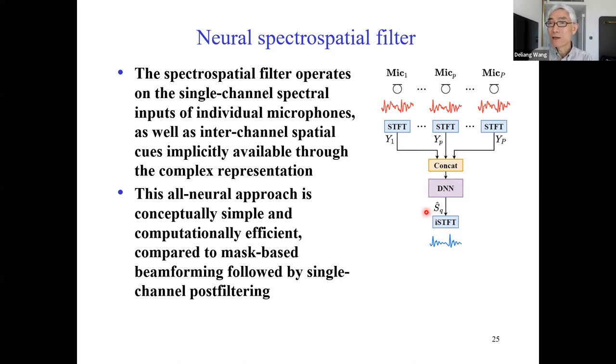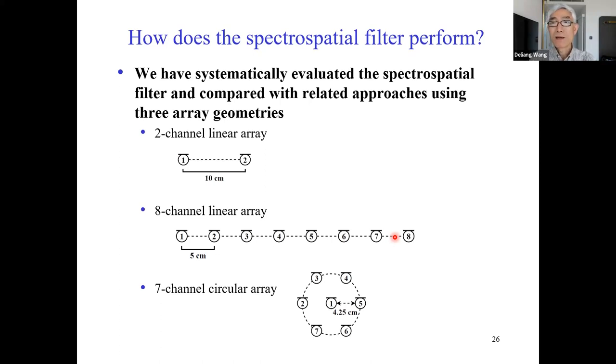And with this, because the results are in the complex domain, we can then utilize inverse STFT to produce the waveform output as the final outcome of multi-channel complex spectral mapping. So this is an all-neural approach. It's conceptually very simple. Multiple channels simply provide you with multiple inputs. And it's also computationally efficient. Single channel just produces a feature, and if you have multiple channels, you have multiple features combined. And there's no need for post-processing.